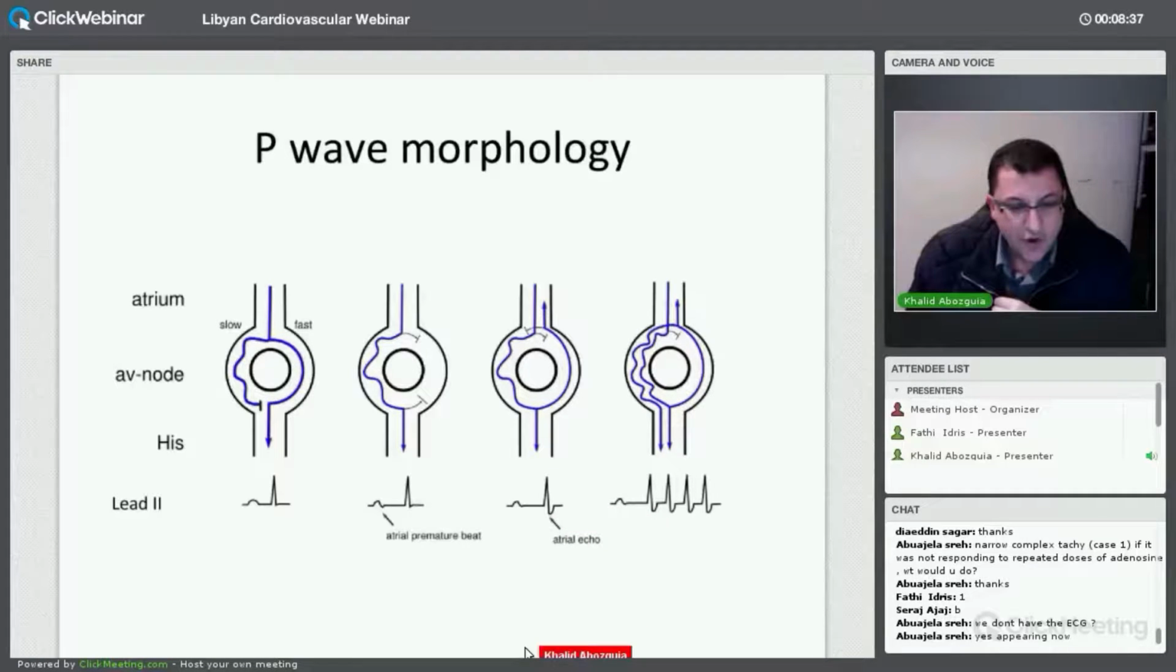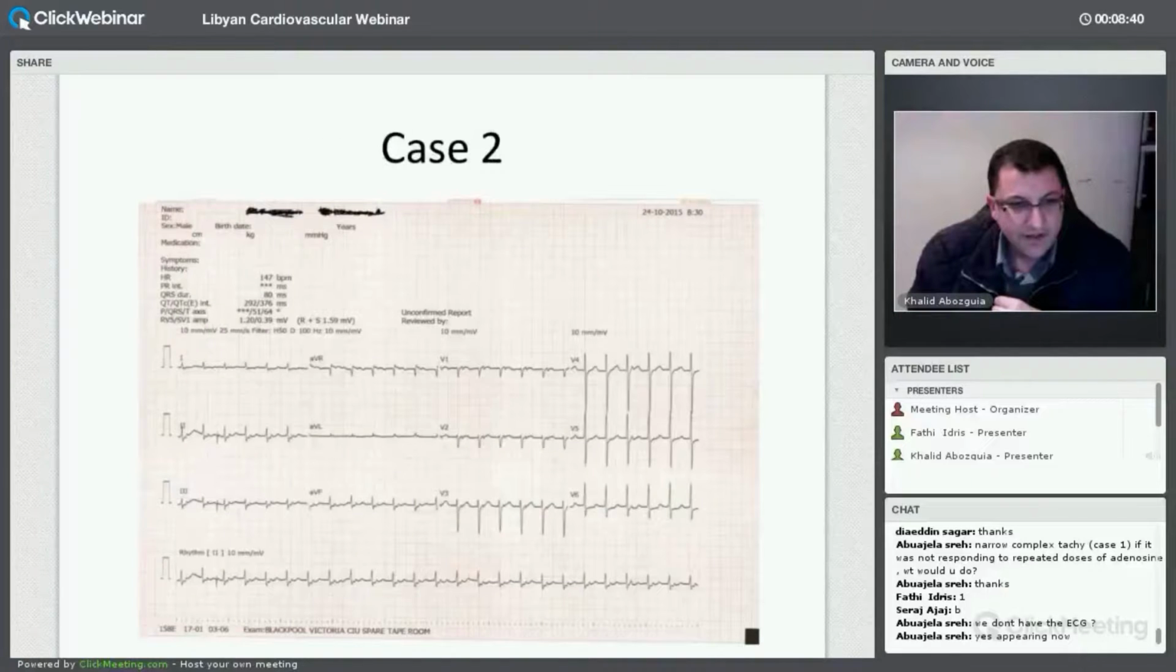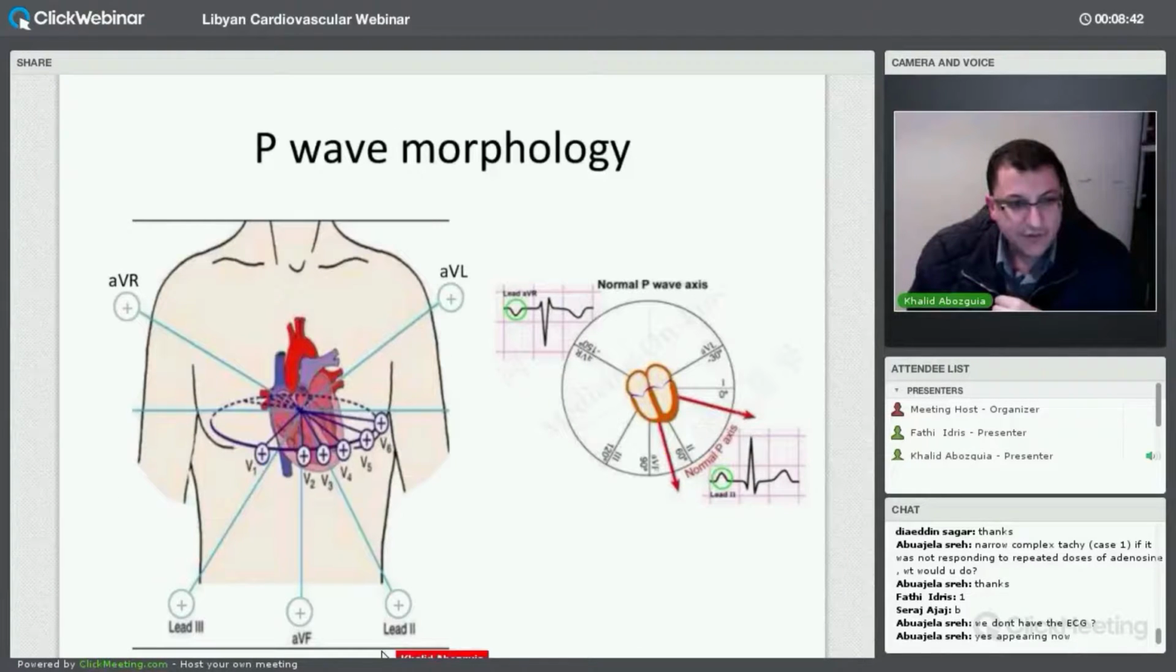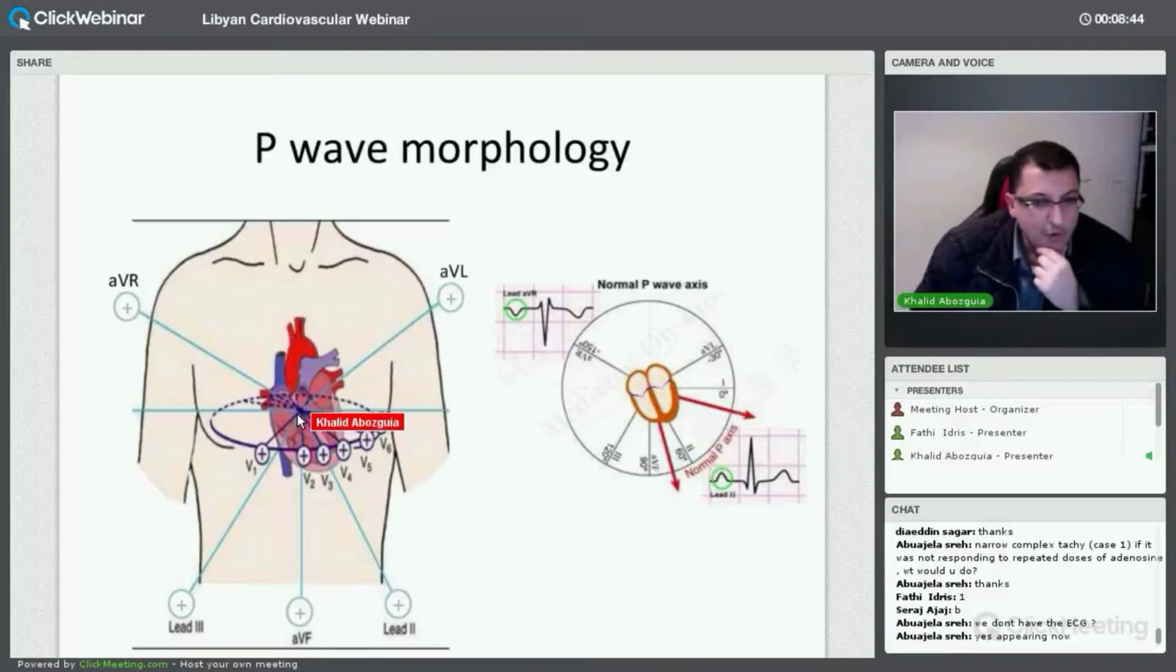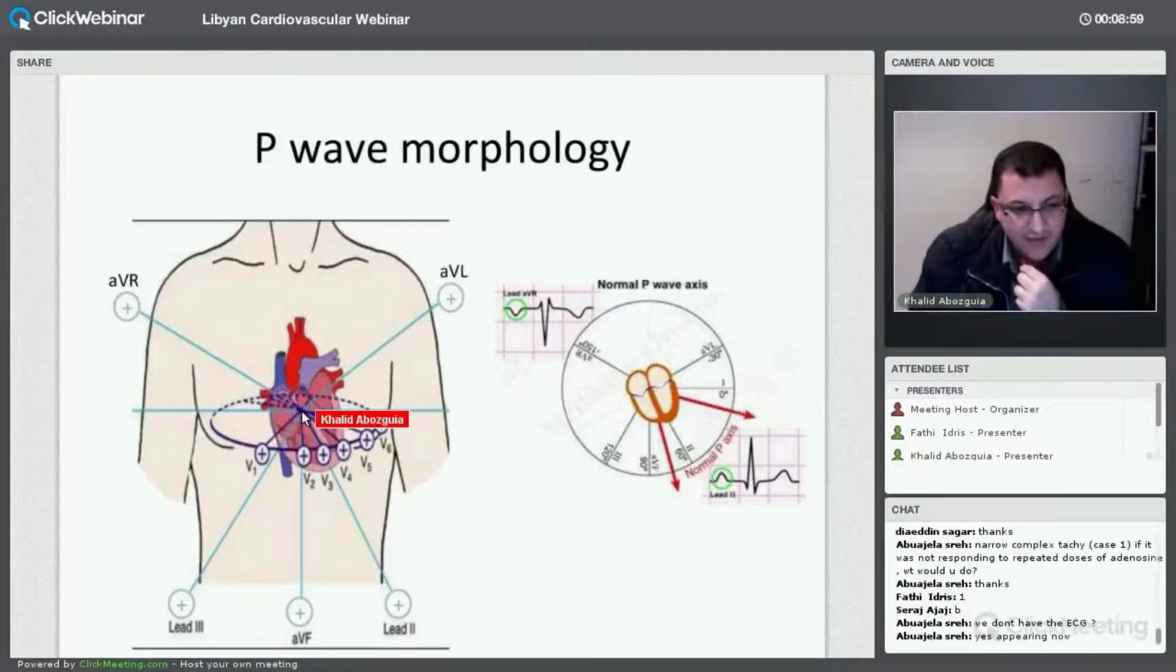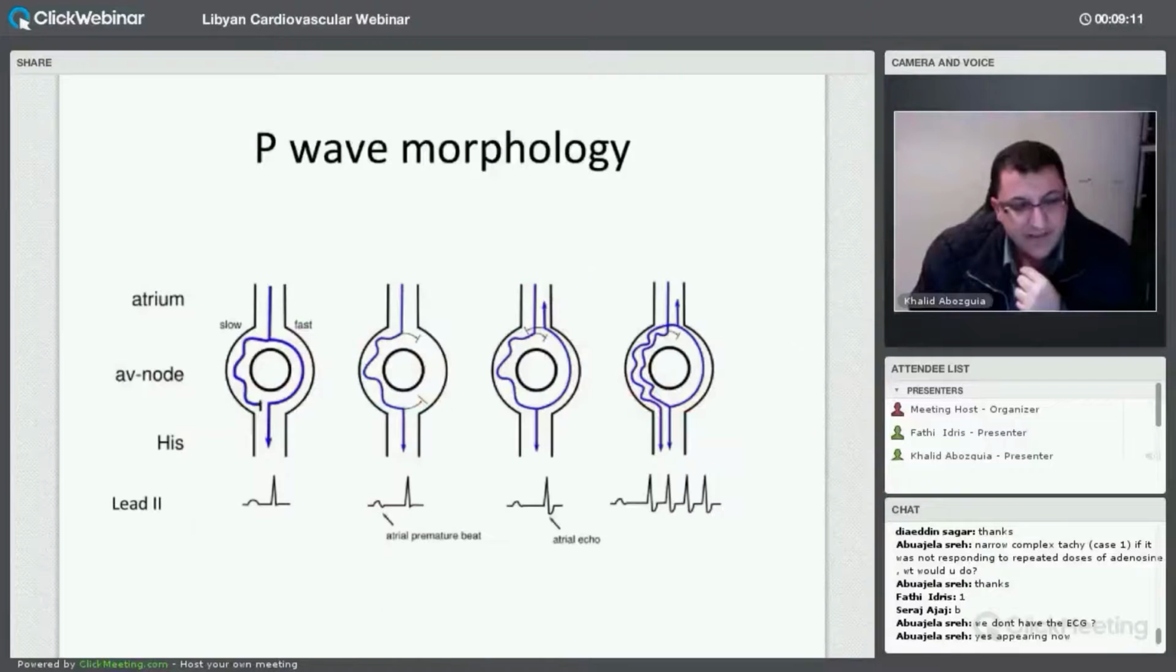So the question is, why is it negative? Let me just go back to this diagram. So we know that our AV node is situated here, and the A component in AVNRT is essentially a retrograde beat. It means instead of going from high to low, it's going from the AV node back to the right atrium. So it's from low to high. So it's going in that direction, away from the inferior lead. So you'll have a negative P wave.